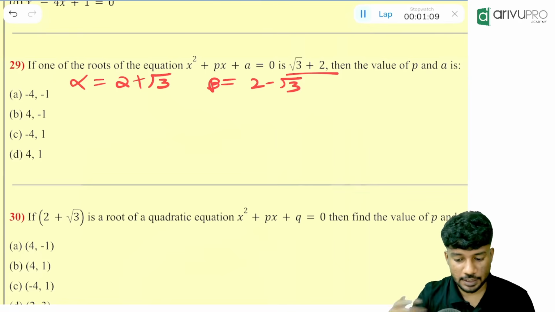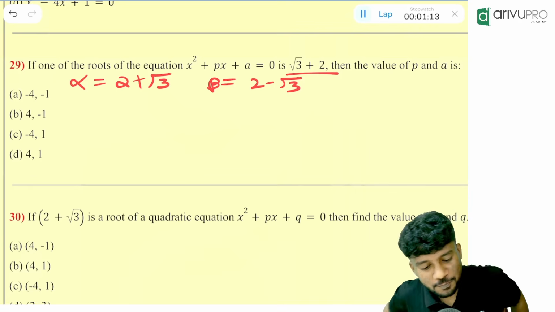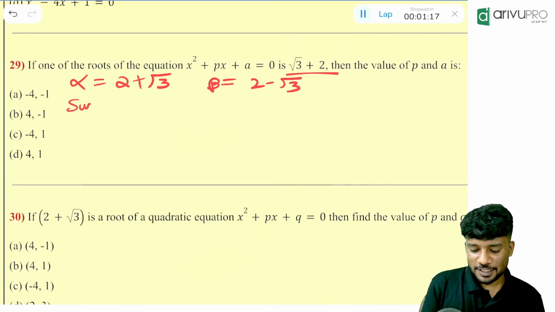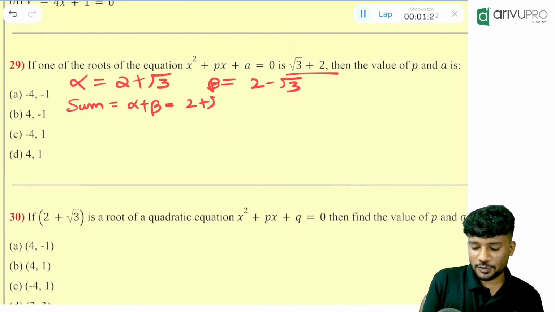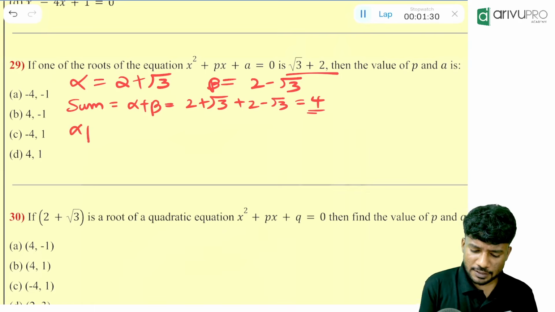Pakka. Yes, let me try. First of all, we need to find the sum of the roots. What is the sum of the roots? Sum is equal to alpha plus beta, which is equal to 2 plus root 3 plus 2 minus root 3, which is equal to how much? 4. Or you can directly write 2 plus 2, which is equal to 4. That is also fine. Alpha beta is how much, sir?